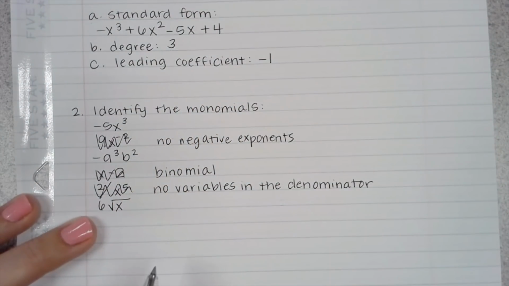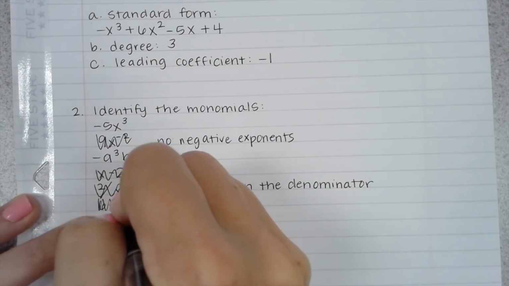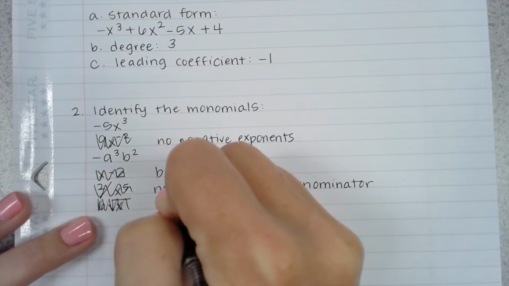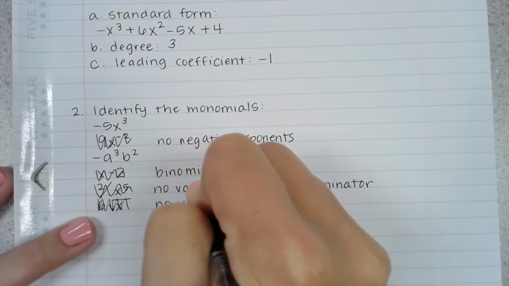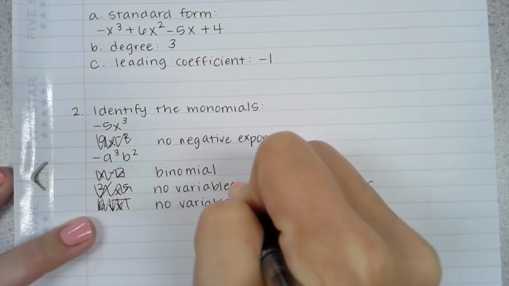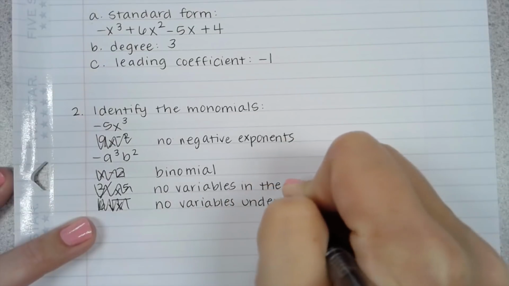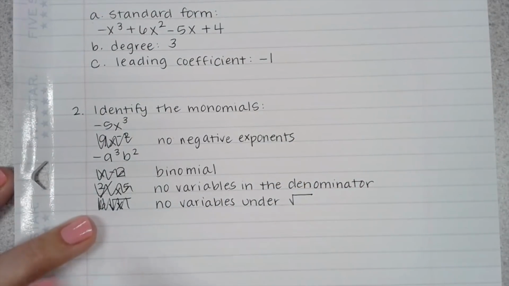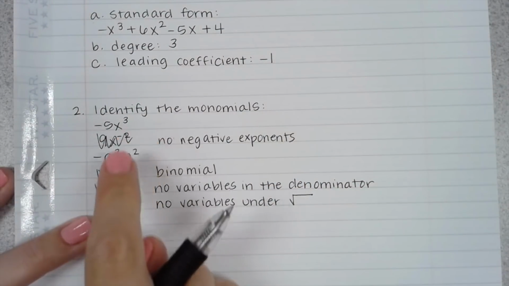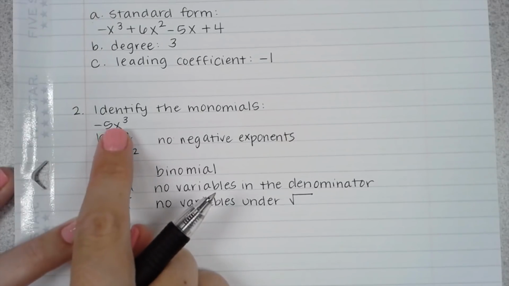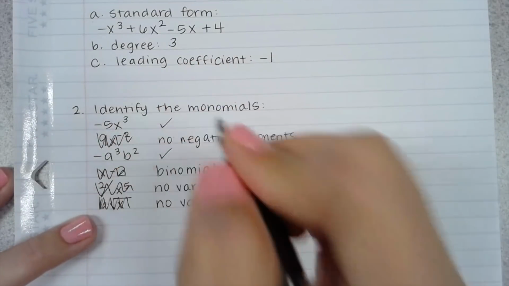And then the last one that we can cross off is the final one in the list. So you can't have any variables that are underneath square roots, and you can't also have any exponents that are fractions because those are the same thing. So 6 with the square root of x, no variables underneath a radical. So out of this list, it's the 2 that we haven't crossed off yet. So this one would be a monomial, and this one would be a monomial.